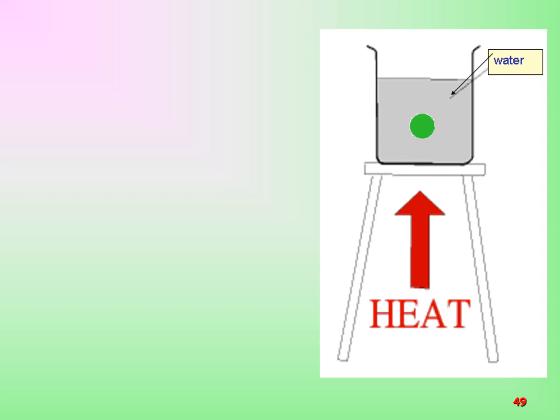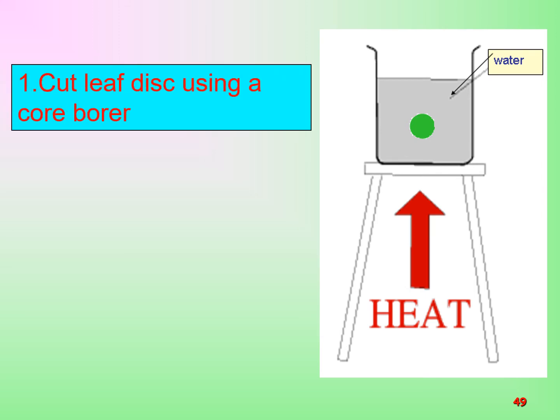Okay, so if I'm going to test this leaf for starch, I'm looking for a colour change, but the leaf is green, and that's going to interfere with my colour change. It's going to make it hard to see a colour change. So the first thing I'm going to do is heat the leaf. I'm going to cut a wee disc.